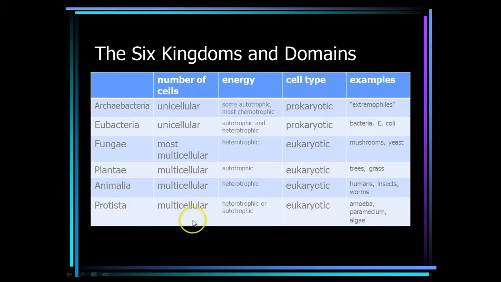And Protista. These are multicellular. They're heterotrophic or autotrophic. They are eukaryotic, which means they have a nucleus. And things like the amoeba, the paramecium, and algae, many of the Protista live in pond water or stagnant water.